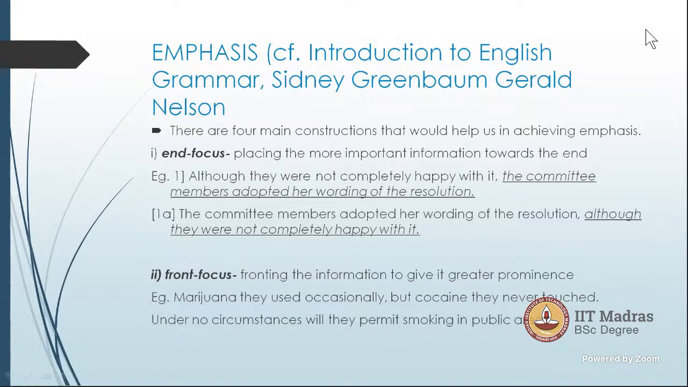Okay, now look at the second sentence. Under no circumstances will they permit smoking in public areas. Okay, how can you rearrange this sentence to a normal looking declarative statement? How will you do that? Try doing that. Under no circumstances will they permit smoking in public areas. How can you rearrange this to look like an ordinary sentence without any emphasis?